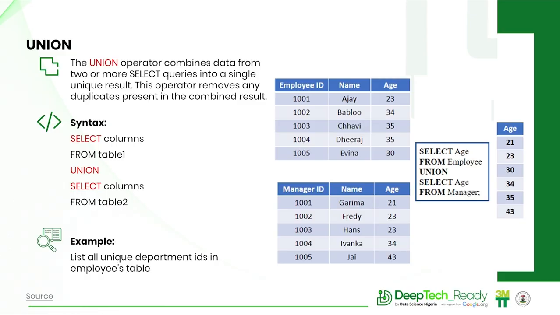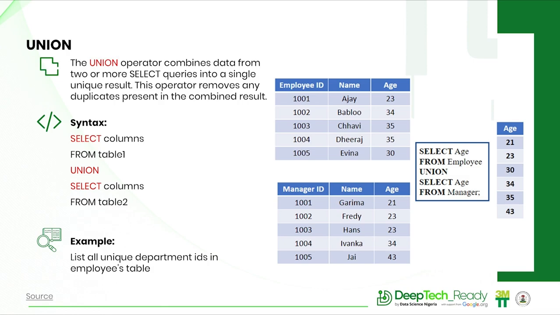So we have the syntax for the union operator, where we have select, you specify the columns that you want to retrieve your data from, you specify the table that you want, use the keyword union, and then you will now specify the second table that you want to get your data from. You specify the columns, and then you specify the table 2. That's what we have. So we have an image to illustrate the union operator also.